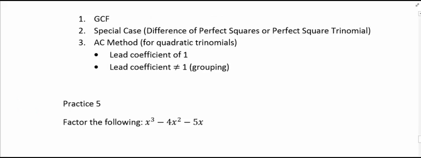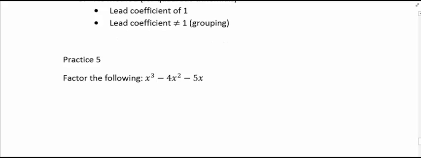All right, let's look at this next example. It says, factor the following. We have x cubed minus 4x squared minus 5x. So again, let's look for a GCF. And there is a GCF in this situation. That GCF is going to be x.